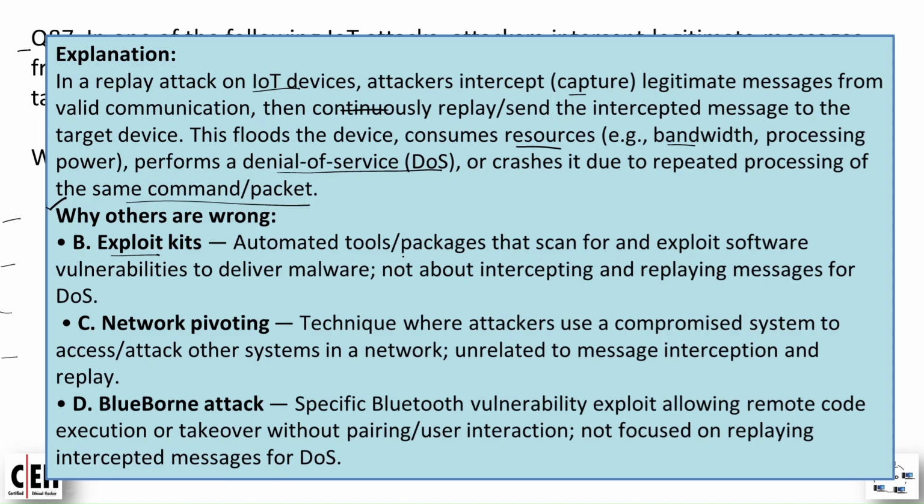Option B, exploit kits are automated tools, packages that scan for and exploit software vulnerabilities to deliver malware, not about intercepting and replaying messages for denial of service. Option C, network pivoting is a technique where attackers use a compromised system to access and attack other systems in a network, unrelated to message interception and replay. And option D, bluebone attack is a specific Bluetooth vulnerability exploit allowing remote code execution or takeover without pairing and user interaction, not focused on replaying intercepted messages for DoS.